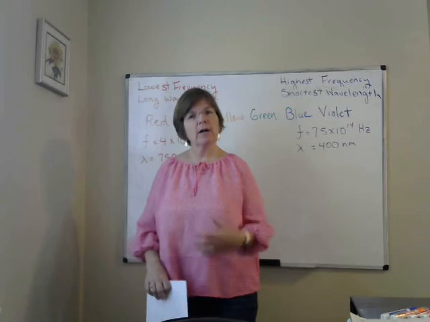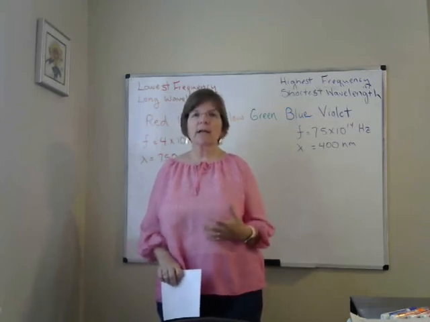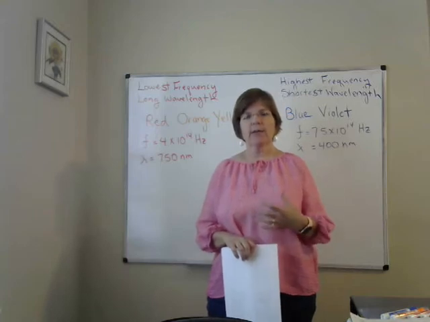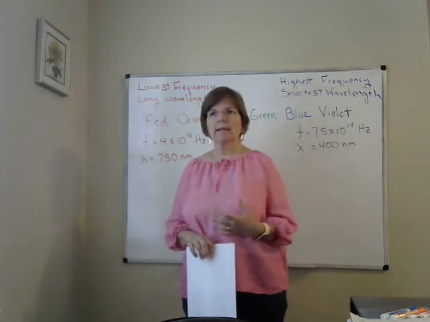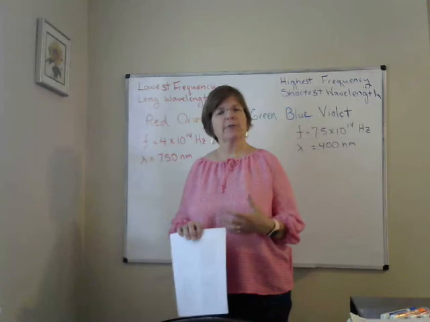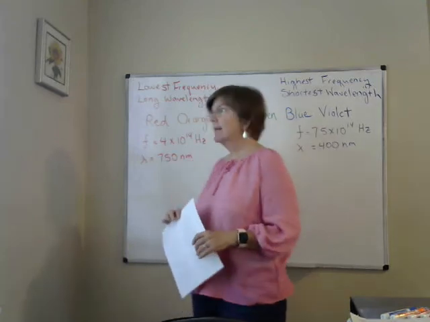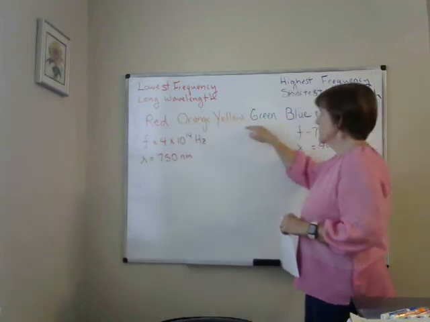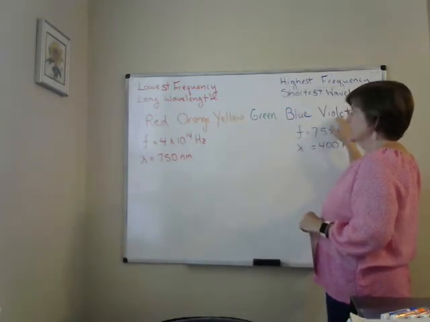27, we're going to talk about color. Now, the color of light that you see is directly related to its frequency. If we go back and look at that part of the electromagnetic spectrum that represents visible light, we find that we see the colors. They go red, orange, yellow, green, blue, violet.